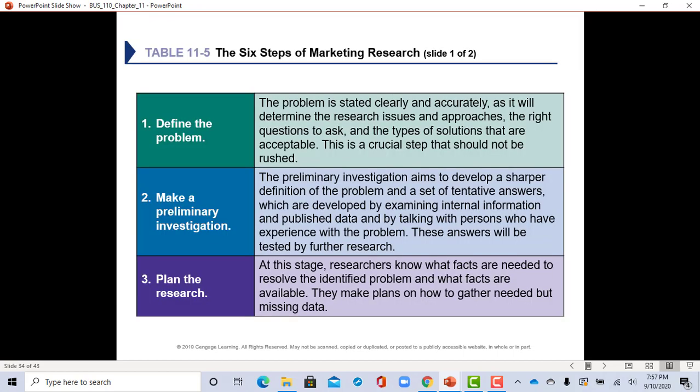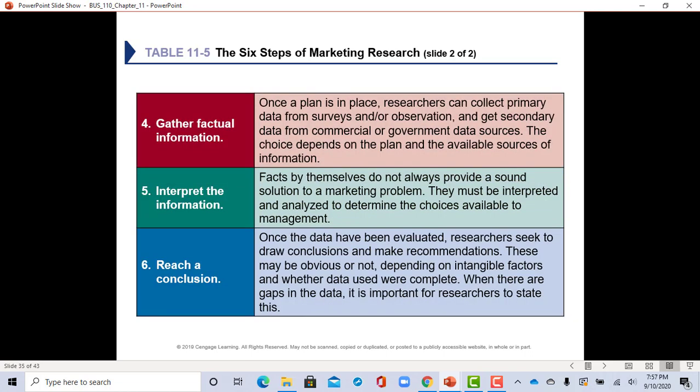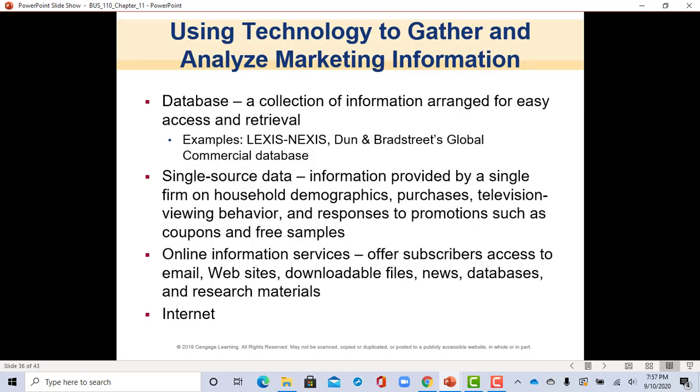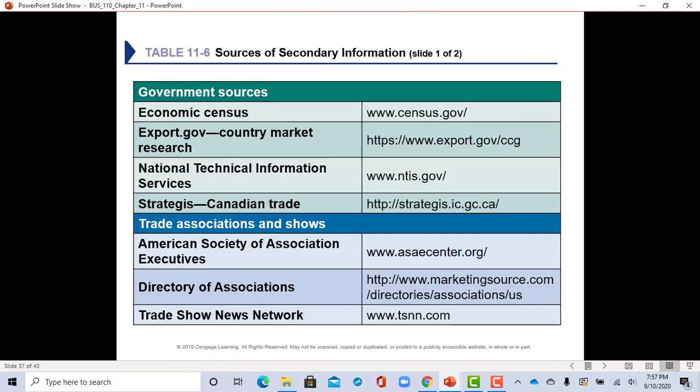And here are the 6 steps of marketing research. First, you define the problem, make a preliminary investigation, plan the research, gather factual information, interpret the information, and then reach a conclusion. Technology has allowed even small firms an unprecedented level of access to high-quality data. The next 2 slides list the sources of secondary information.